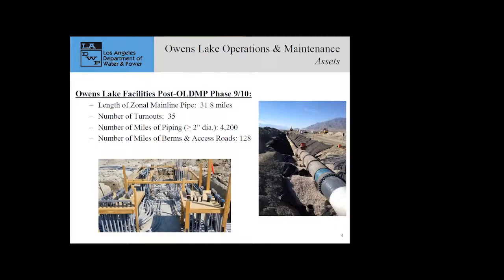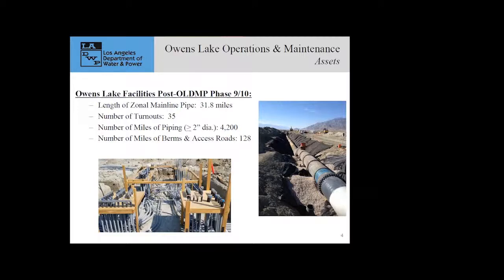And especially for dust mitigation and for compliance reasons, there may be a need to operate areas more or less. And sometimes you have to go there. If you want to isolate an area, the guys will have to go out there and do it by hand. In terms of the piping, the water supply lines that we have that are 2 inch or greater, we have 4,200 miles of it.